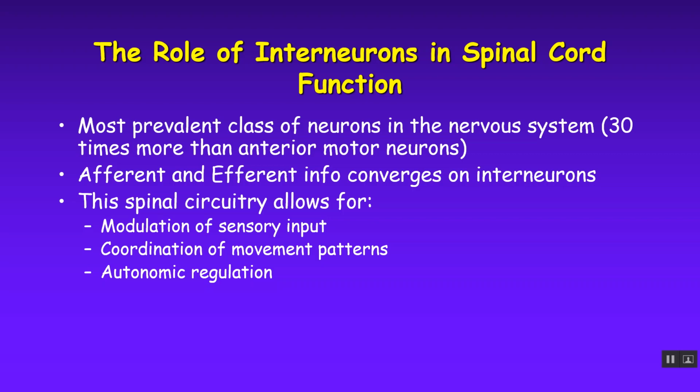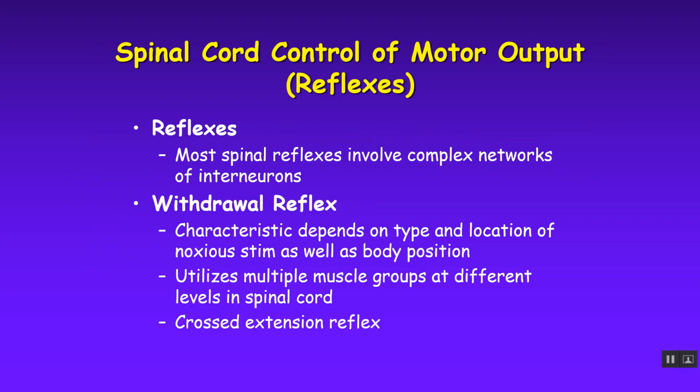We have coordination of movement patterns. Basic movement patterns can be coordinated at the spinal cord level. And then a lot of autonomic regulation is reflexive in nature, especially the sympathetic nervous system, okay? It can regulate a lot of its own circulation and temperature and so forth at a very reflexive level without a whole lot of control from the hypothalamus and those kinds of things.